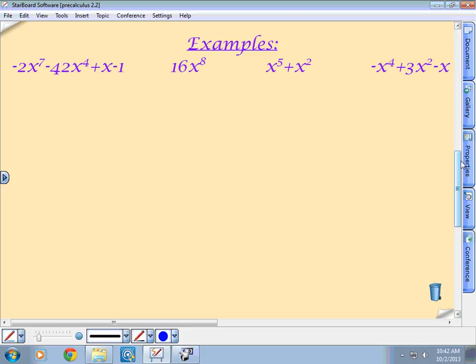So you can do this one, Kelly, to start. What's the degree of the first one here? It's a 7th degree polynomial, which is also an odd polynomial. And what is the leading coefficient? Negative 2, which is negative. Okay, so my leading coefficient is negative, and my degree is odd.